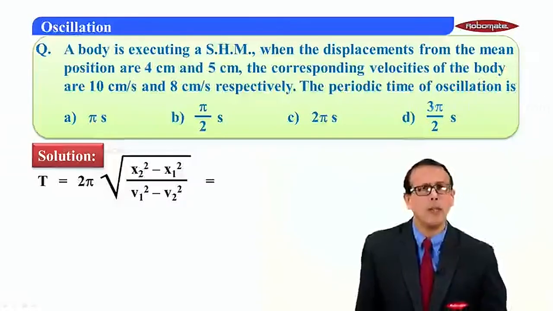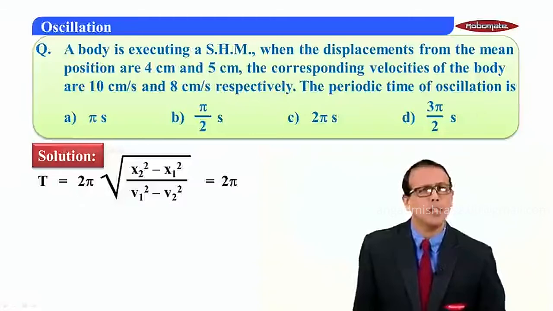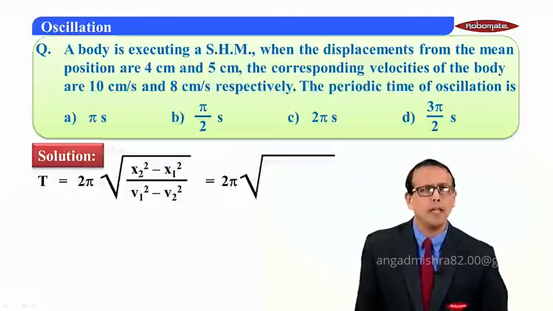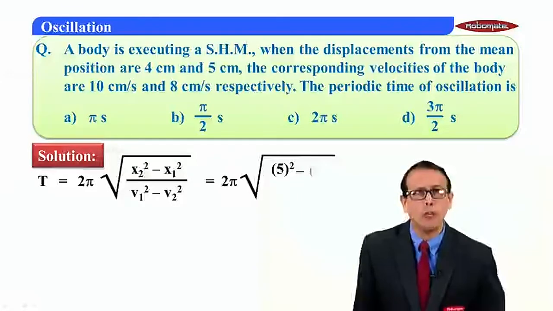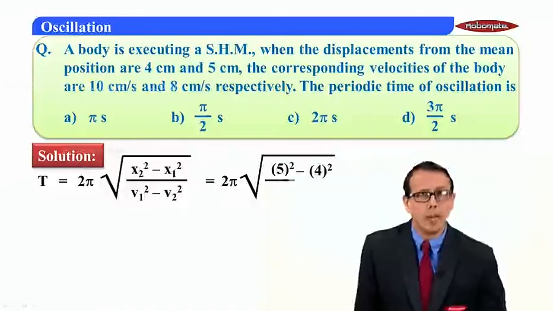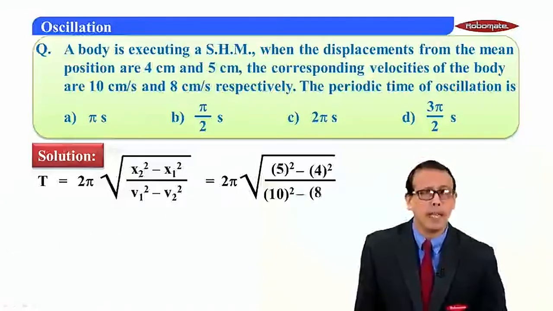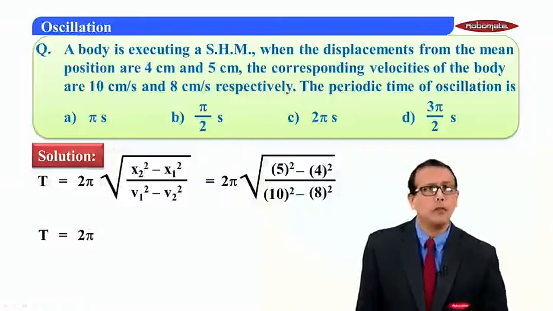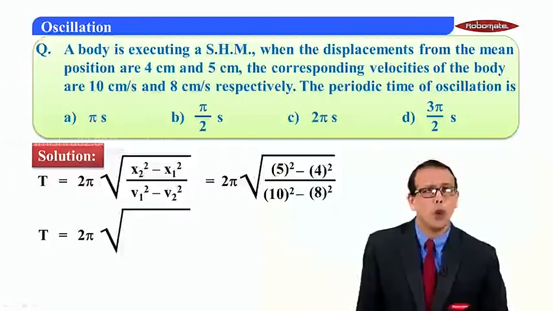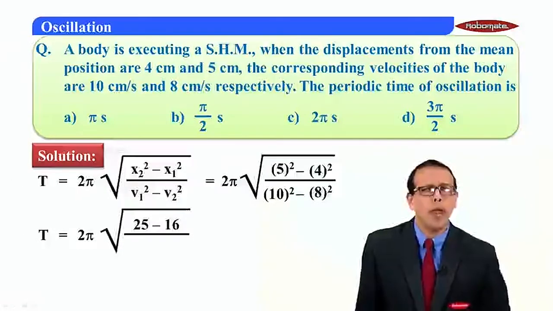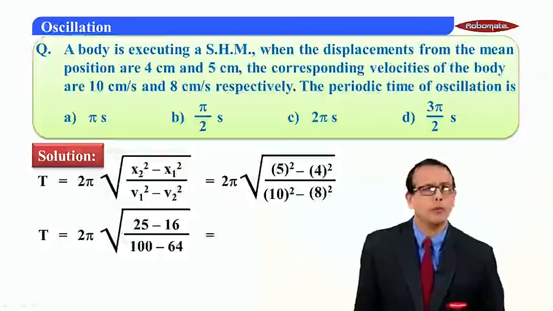So let's substitute the values here. So I will write here T is 2π root of. We can very clearly see x2 is 5, so this becomes 5², x1 is 4, therefore the next term minus 4² upon v1 is 10, hence 10² − 8². So the next step, T is equal to 2π, 5² is 25, 4² is 16, and hence becomes root of (25 − 16)/(100 − 64).